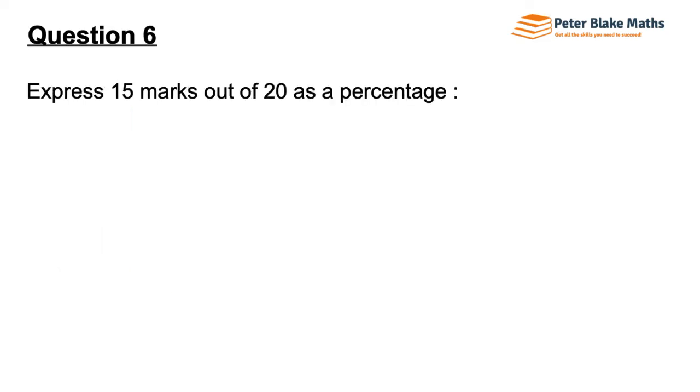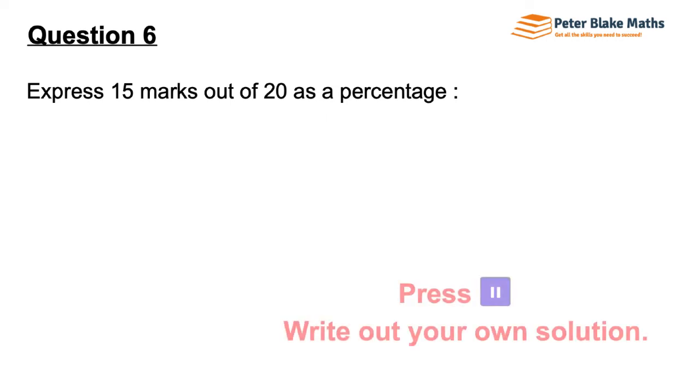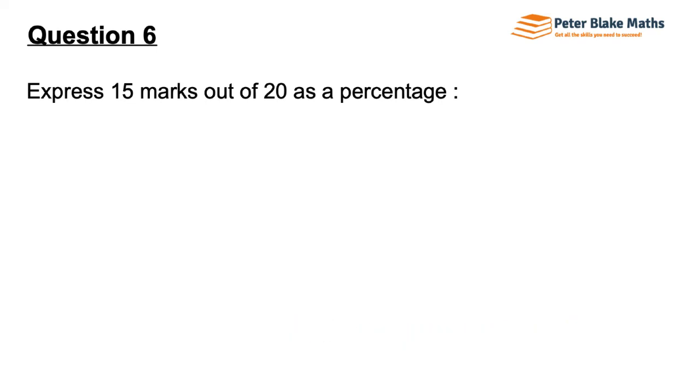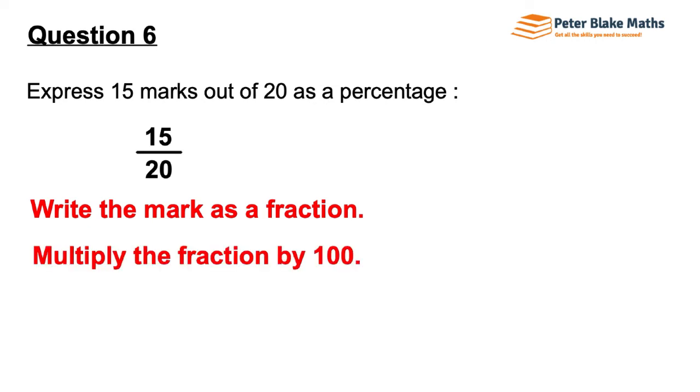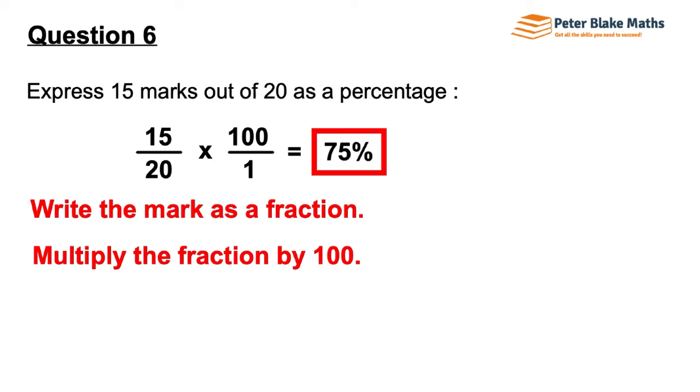Question 6. Express 15 marks out of 20 as a percentage. We'll write the mark as a fraction. So 15 out of 20, 15 over 20. And to turn a fraction into a percentage, we multiply by 100. So here we could multiply across the top and across the bottom, or just type it into your calculator. You get a final percentage of 75%. Pretty good mark, really.